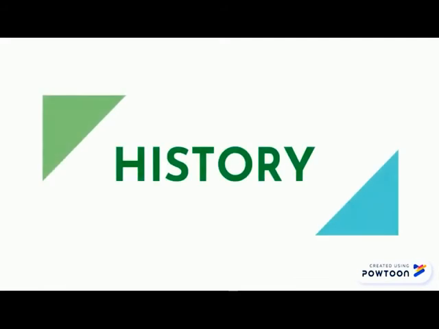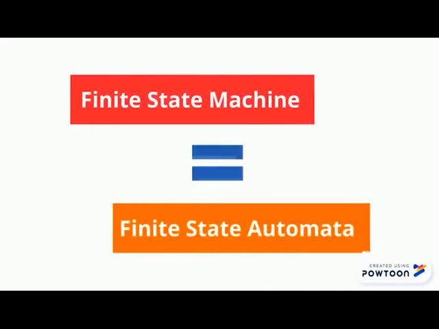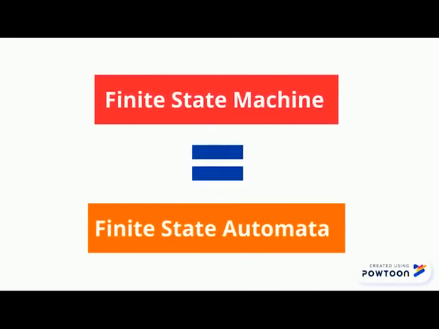But before going any further into the examples of finite state machines, let's briefly look at its history. First of all, the finite state machine and finite state automaton refer to the same thing. The abbreviations are FSM and FSA, so keep in mind that they are the same thing.